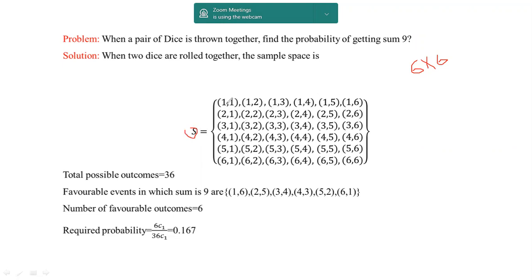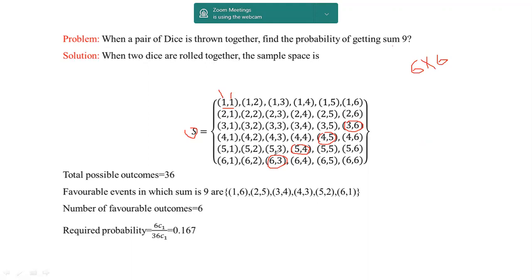Out of these combinations, each pair represents two outcomes. For example, if you take the first one, 1 comma 1, the first one represents the outcome of the first dice and the second one represents the outcome of the second dice. Like that we are getting 36 combinations. Out of these 36 combinations, we have to find in what cases we are getting the sum is 9. 3 comma 6 is a favorable case where you are getting sum 9, and 4 comma 5, and 5 comma 4, and 6 comma 3 also give sum 9.